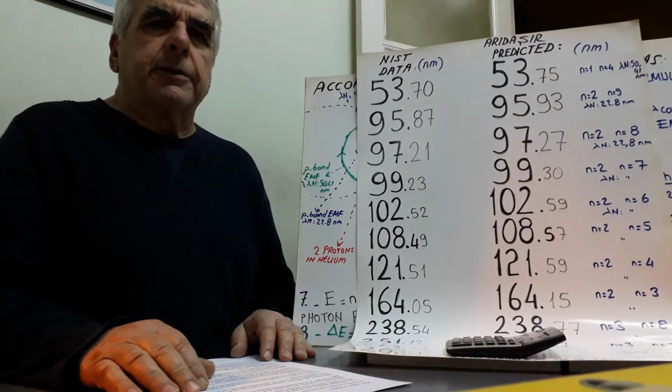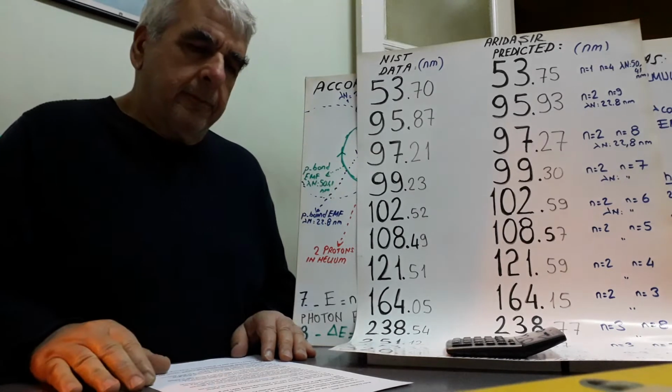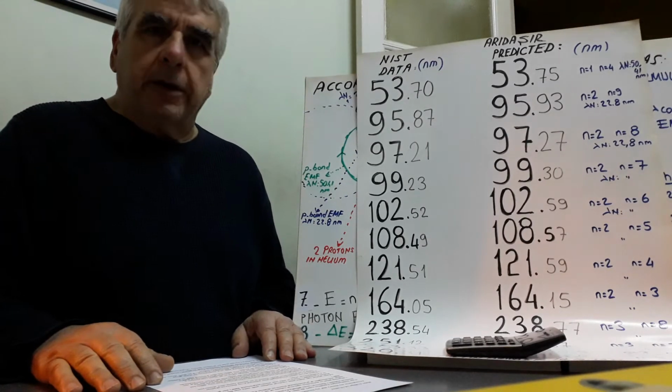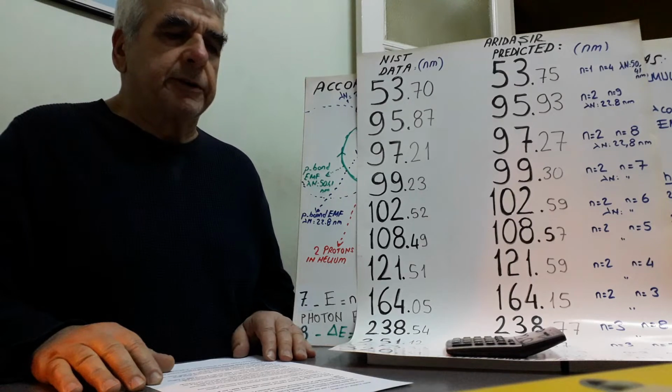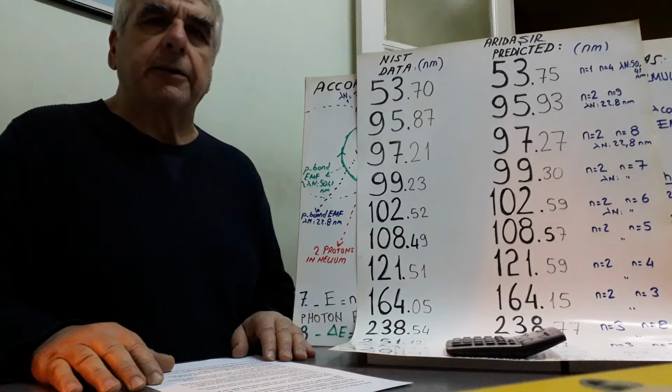Your Schrödinger equation cannot do this. I, Arıdaşır, predicted multi-electron helium's spectral lines wholly, exactly.